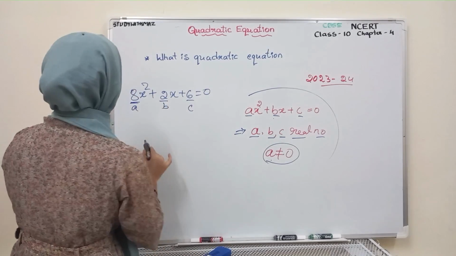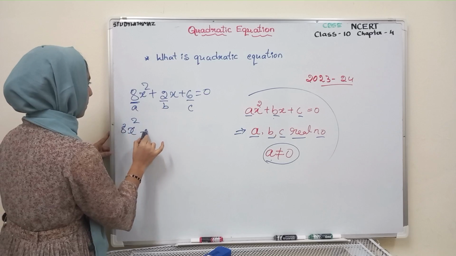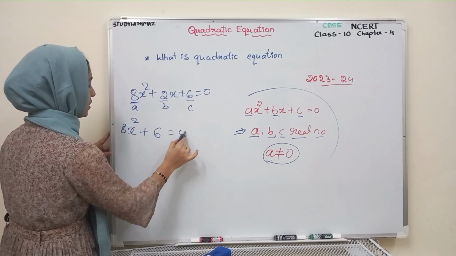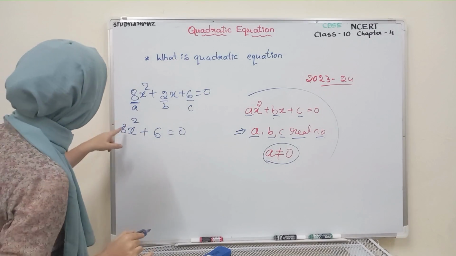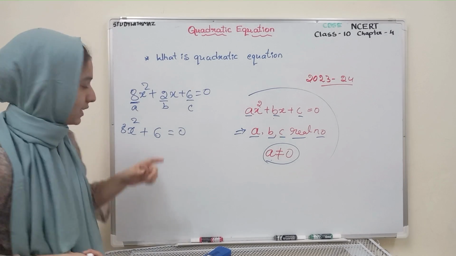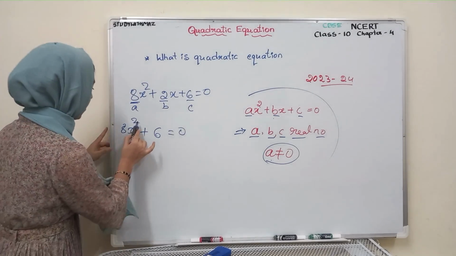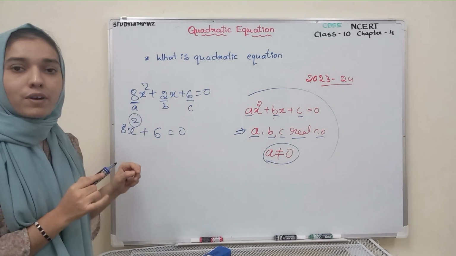For example, I will show you this same thing. 8x square plus 6 equal to 0. Now my question is, is it a quadratic equation? You have to tell me, is this a quadratic equation? Yes, of course. Why? Because this is having x power 2.